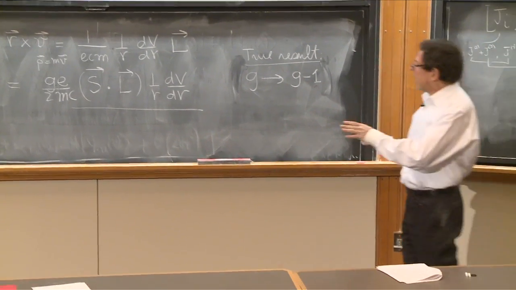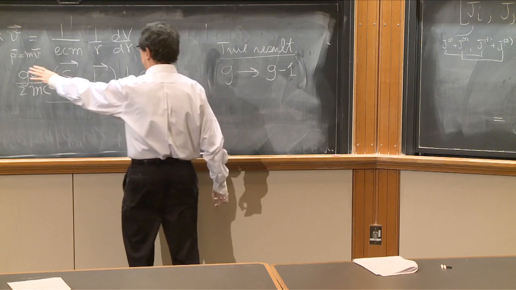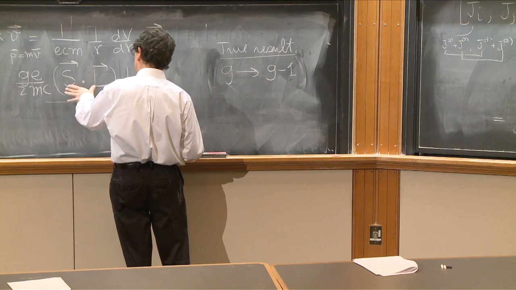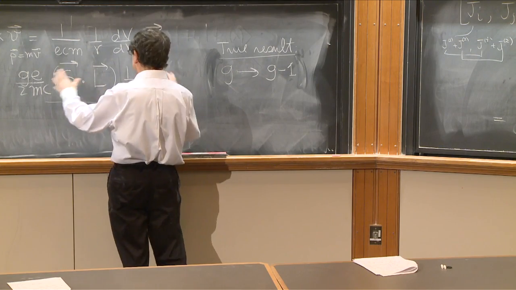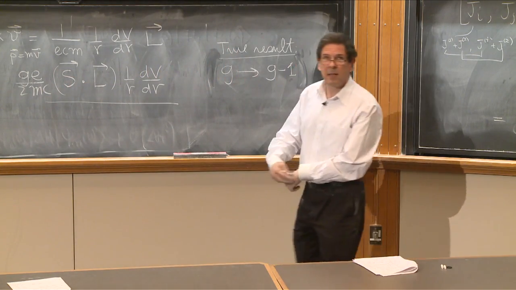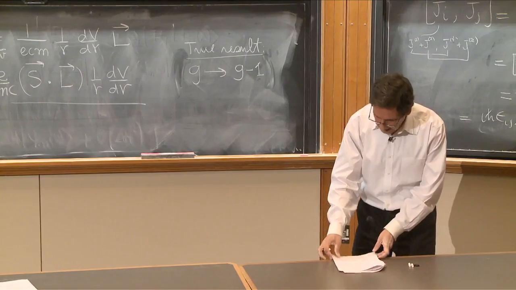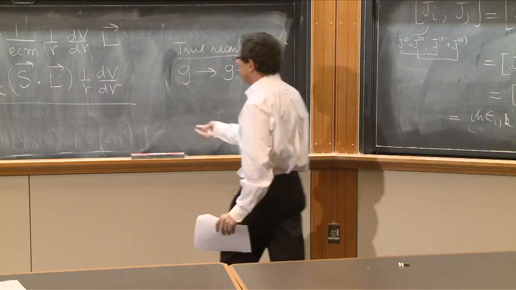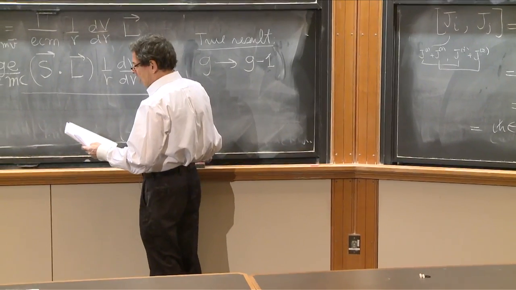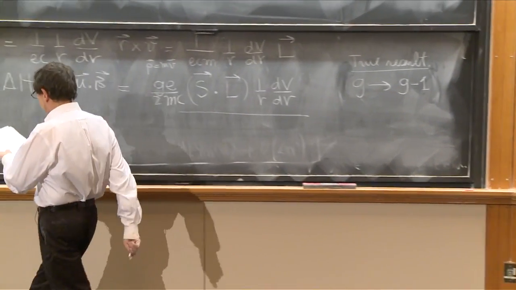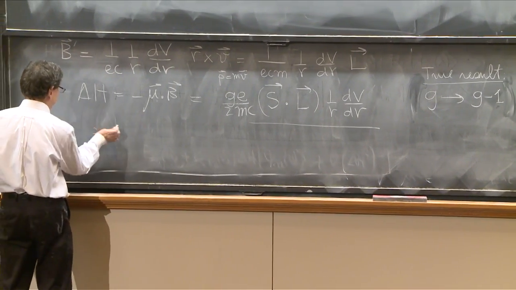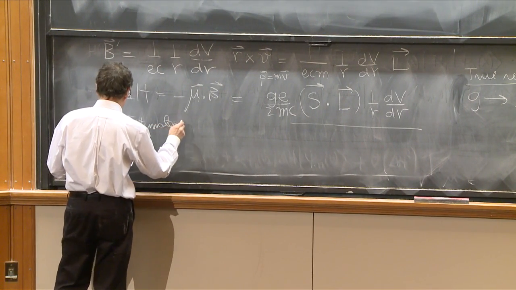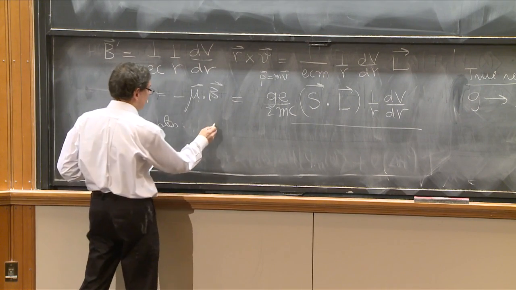Okay, but let's take this result as it is, instead of g minus 1. Let's not worry too much about it, and let's just estimate how big this effect is. This is the last thing I want to do as a way of motivating this subject. So delta H is this. Let's estimate it. Now for estimates, a couple of things are useful to remember.